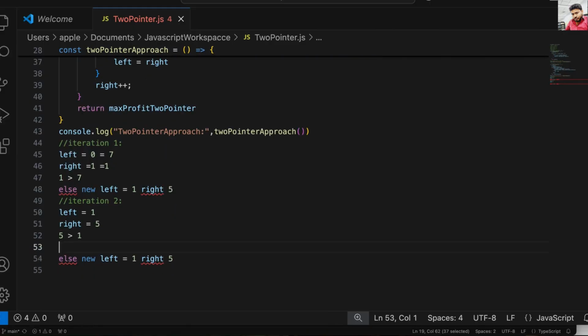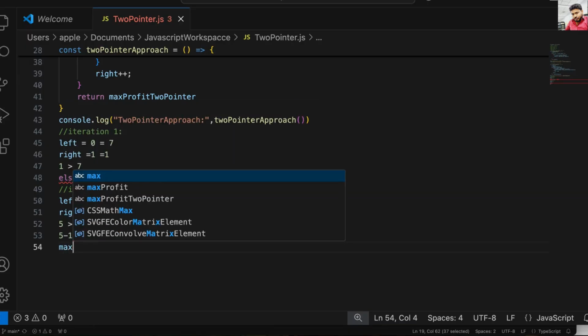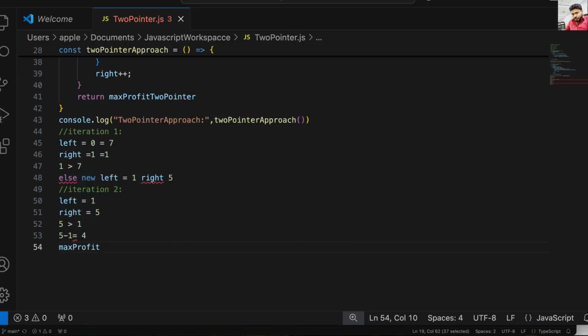Price right now is 5. 5 minus 1 is equal to 4. This is the max profit now, so we can update the max profit. We are not updating the left and right values, now we are only updating the max profit. Max profit is 4 now.